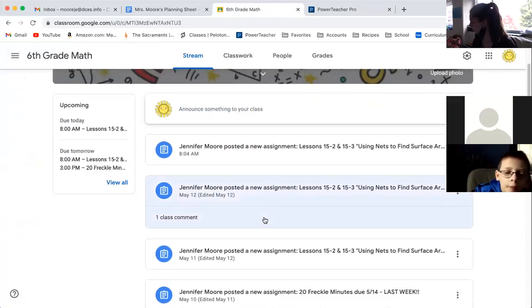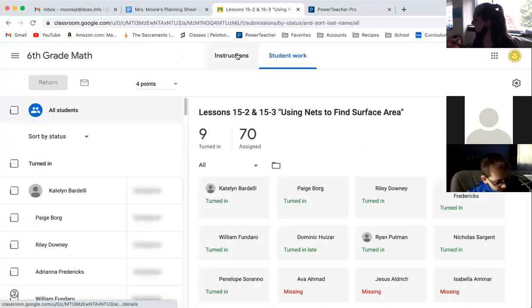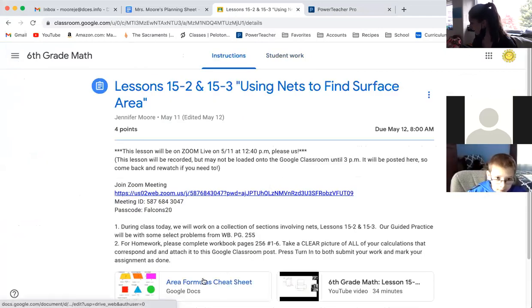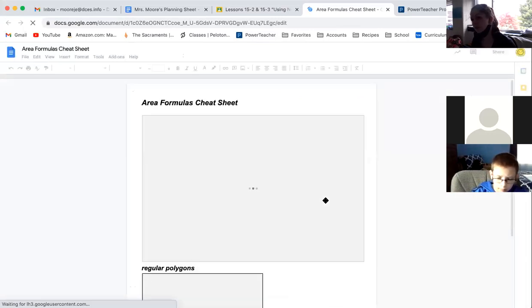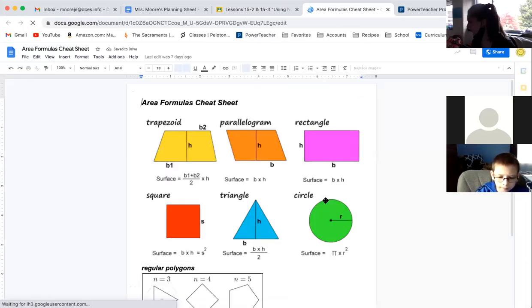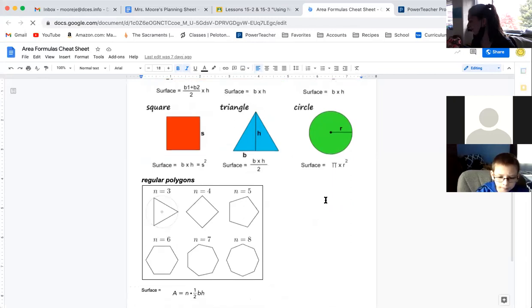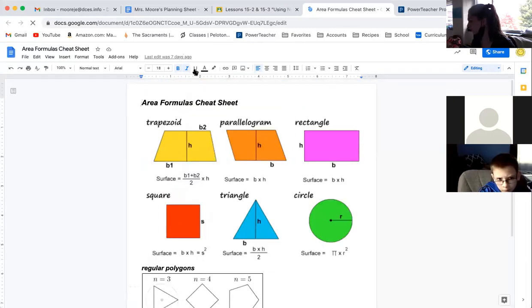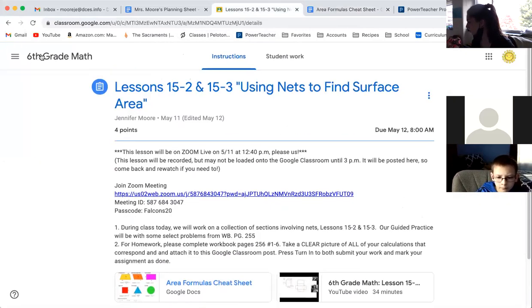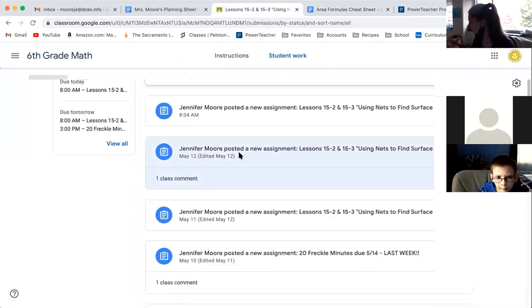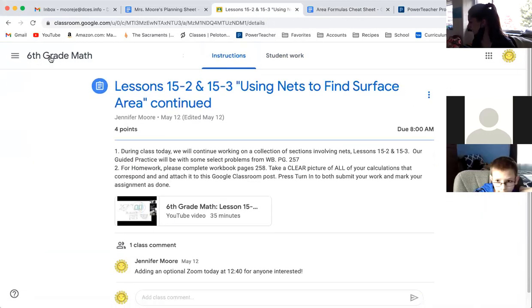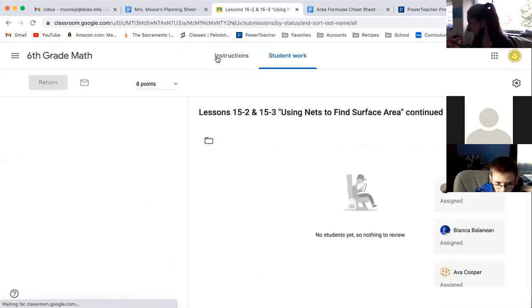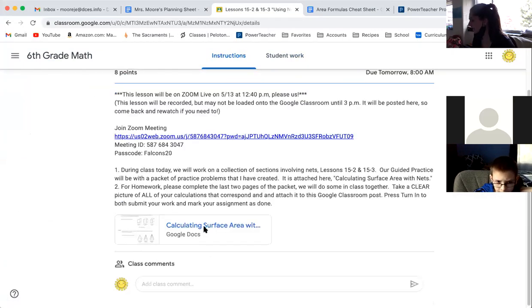Going back to where we began this topic. Area formulas cheat sheet right here. This is something that you'll be able to use. This was the first side of it, right? It had the dimensions of all the different shapes. So the area formulas, right? And then you could also use, let's see. It's on today's post. You also use this guy.